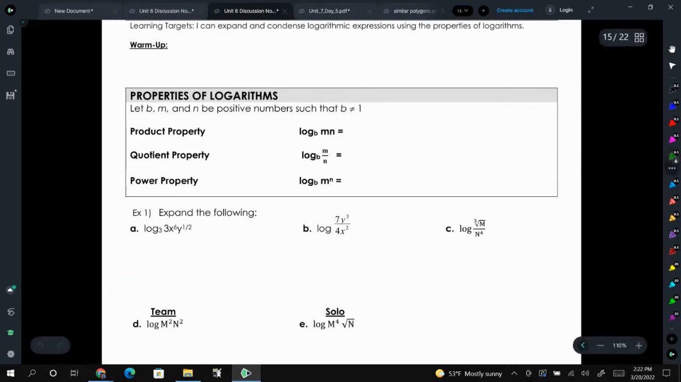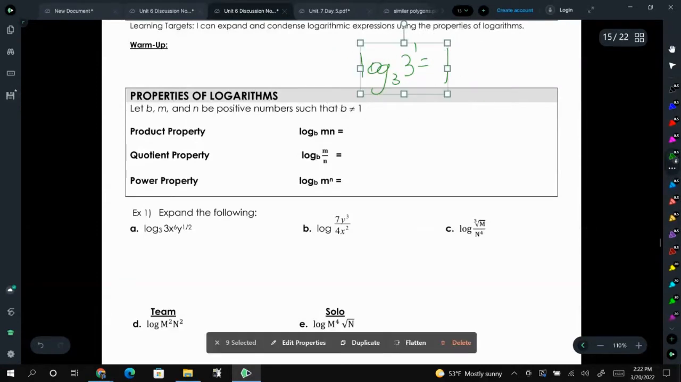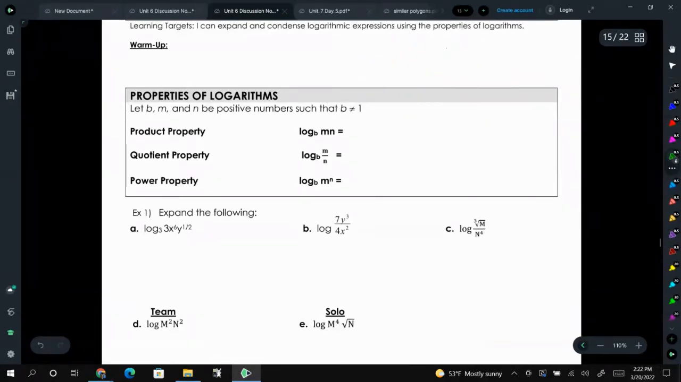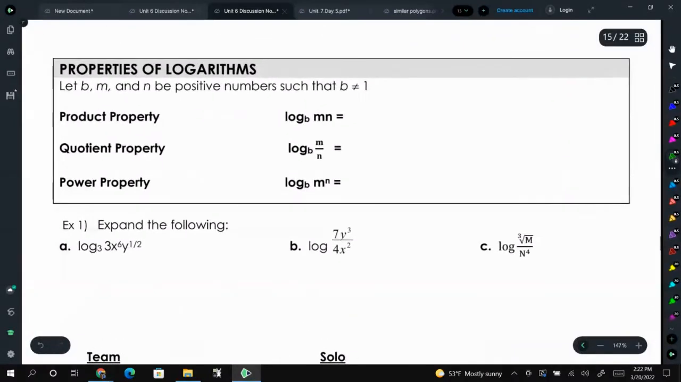that we talked about yesterday, where like log base 3 of 3 would just be your exponent, or in this case 1, because it's really 3 to the 1 power up there. So that's why we do this, because it can make life a little bit easier.